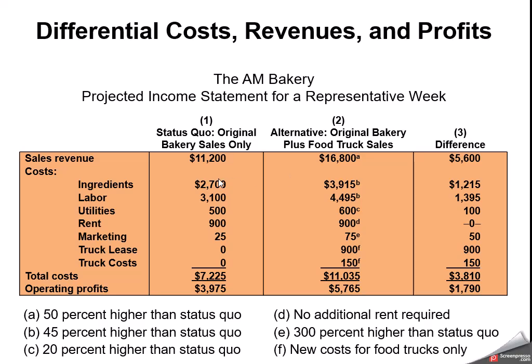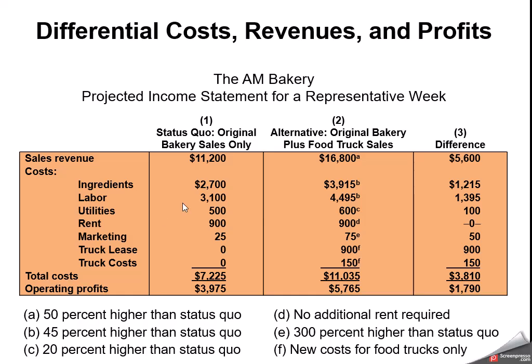So here they give us some different scenarios down below. The first one is just their status quo. Then the second one is now they've added the food truck sales. If we look down here, all these little letters relate to what they say. They say our sales revenues are going to increase 50%. So if you were doing this in a problem, you would take the 11,200 times 1.5, or multiply by 0.5 and then add it back. 1.5 makes it a little easier. And then do that for all of those.